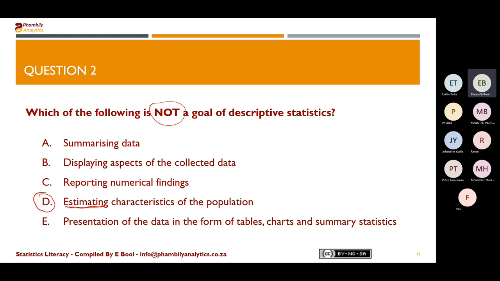We know descriptive statistics is about summarizing, visualizing, displaying. It's also part of visualizing, reporting the numerical findings, because we summarize the data by analyzing the numerical findings, the mean, the standard deviation. Presenting is the same as displaying: presenting the data in the form of tables, charts, and summary statistics. It's all of them. They describe what descriptive statistics is all about.